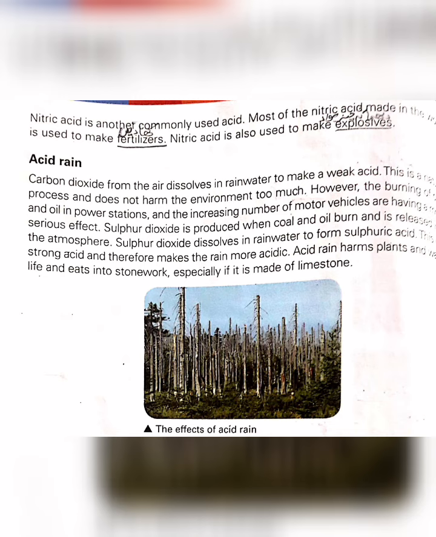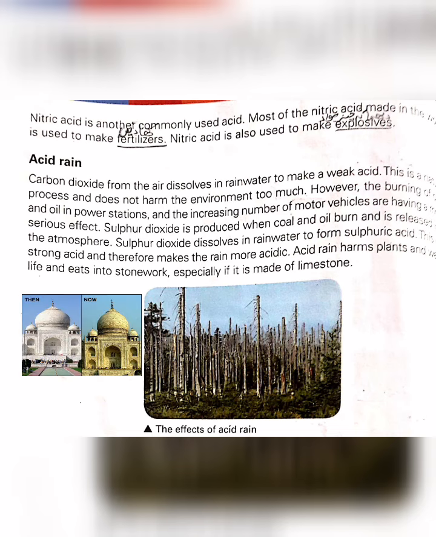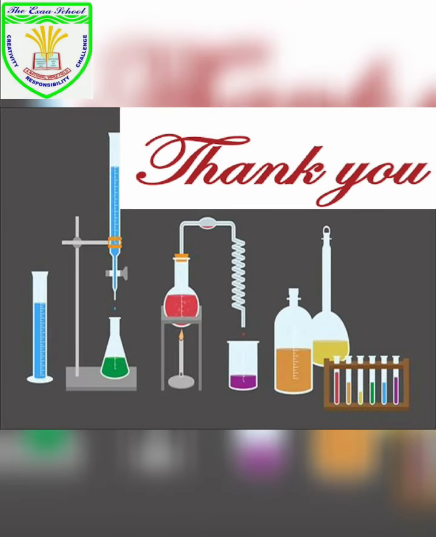Acidic rain is causing serious damage to plants and water life. It eats into stonework, especially if it is in the form of limestone. The stone of the famous building Taj Mahal has been corroded due to acidic rain, as it turns the white colored building into yellow color. That is all about our today's lecture.